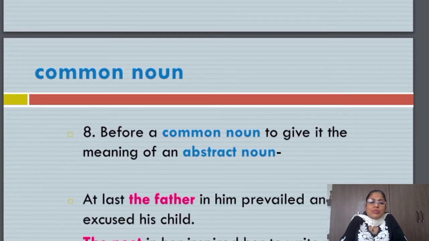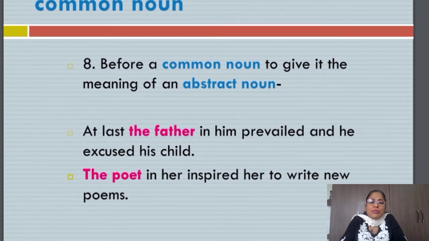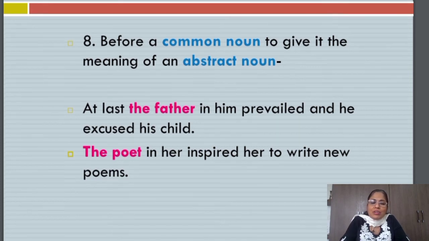Let us see what happens when I make use of it before a common noun. At last, the father in him prevailed, and he excused his child. The poet in her inspired her to write new poems. So if I use the before a common noun, it can give the suggestion of being an abstract noun. I am not referring to that particular common noun here. I am referring to the quality which is common in that noun. So the father refers to the father-like qualities. The poet refers to the poet-like qualities.